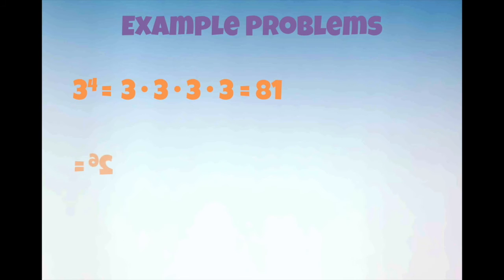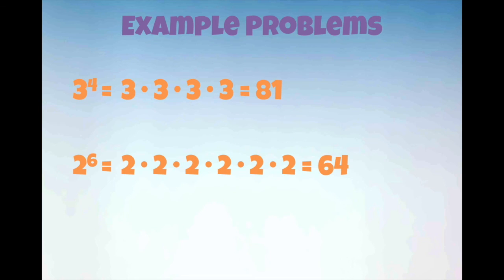How about this one? 2 to the sixth power. Well, again, it's the base number of 2 repeated 6 times and multiplied together, which in this case would turn out to be 64.